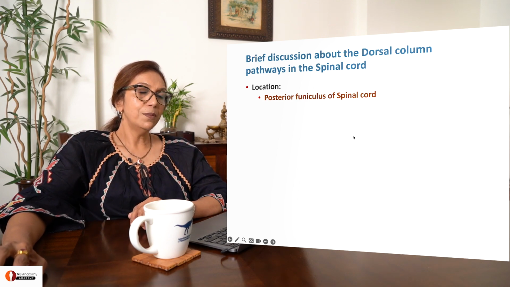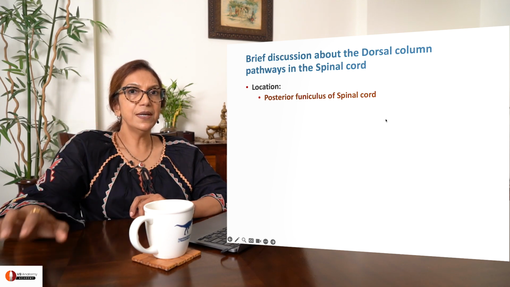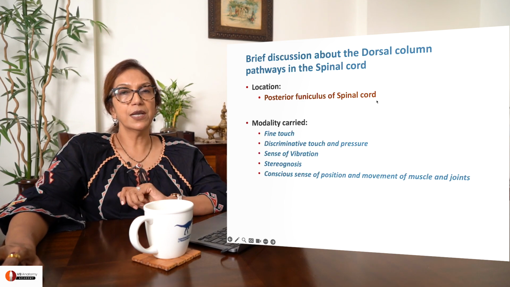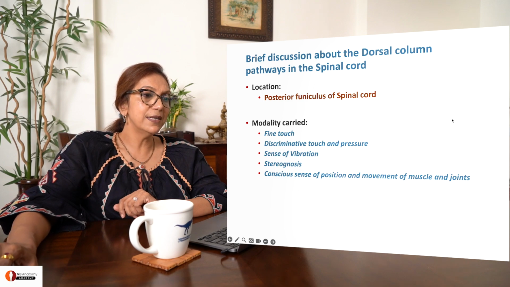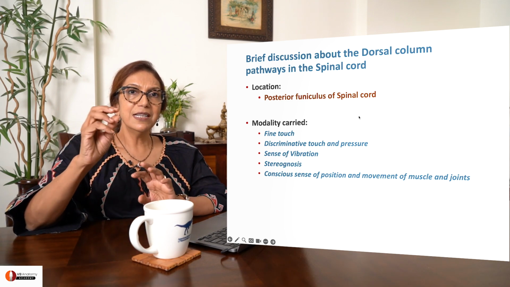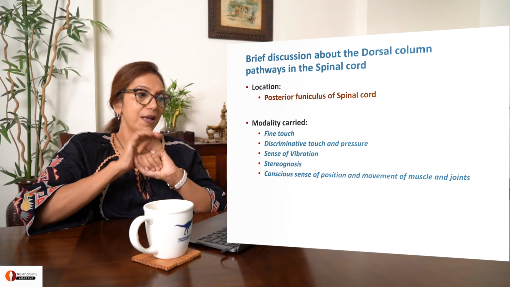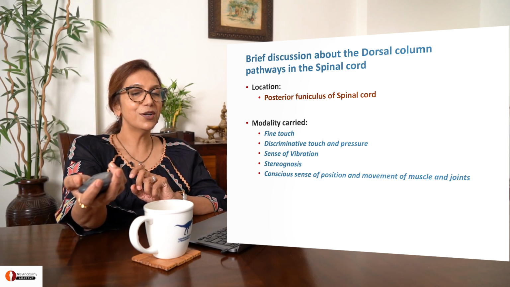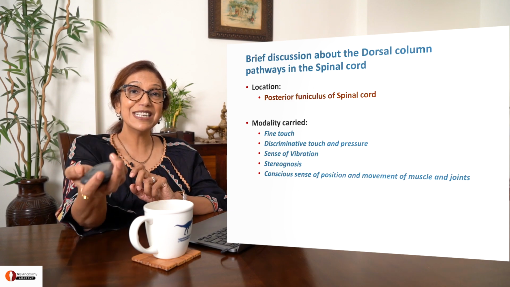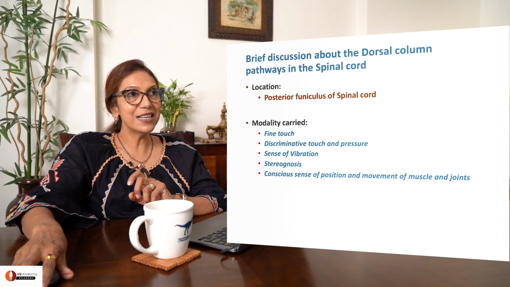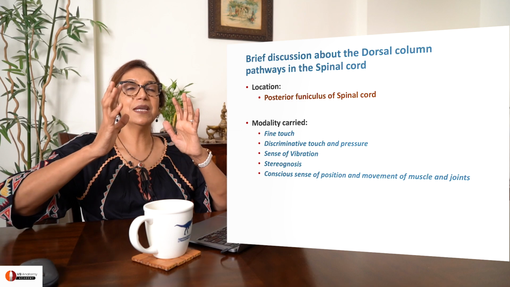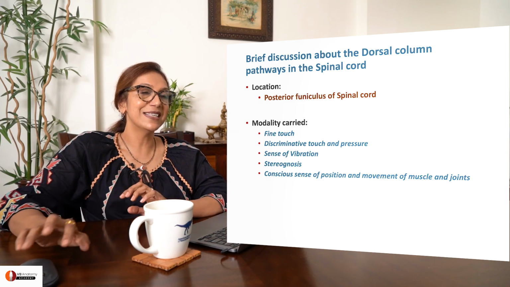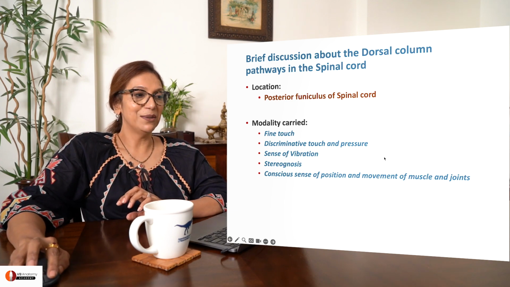So the dorsal column tract, I just want to briefly discuss it with you. This is a tract which is present in the posterior funiculus of spinal cord, and these are the modalities it carries: fine touch, discriminative touch, sense of vibration, stereognosis. I know I have a mouse in my hand and it's not a real mouse. That's stereognosis. And conscious sense of position. All this is being carried by your most new tract in the human body, which is the dorsal column pathways.